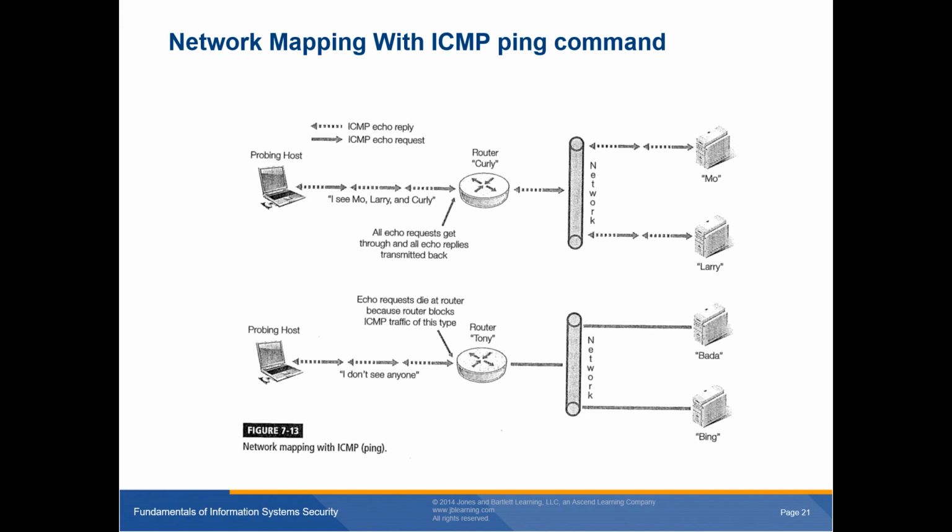So on the top, all echo requests get through and all echo replies, in other words, a ping command is transmitted back through router Curly. And so the message that goes back to the probing host, here's the echo request or the solid lines, and the reply, ICMP echo reply, are the dotted lines. And it says ICMP to Moe, Larry, and Curly. And here, where it's rejected at this point, because you're not allowing ping, you get a message back that says, I don't see anyone.